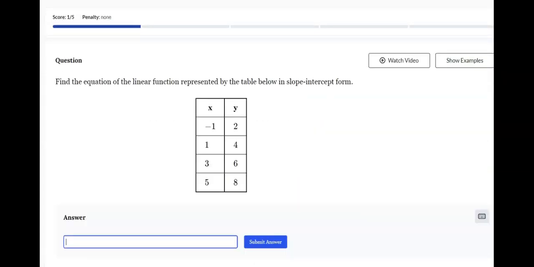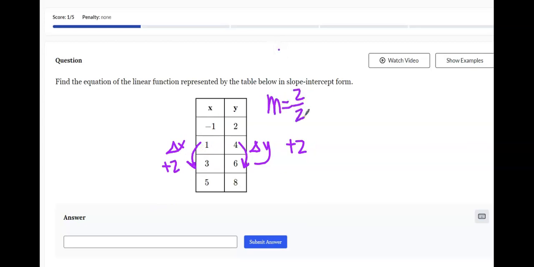Let's try this one more time. First thing you need to do is find your slope. Sometimes you can find it pretty quickly just using your mental math. 4 to 6 is adding 2, and 1 to 3 is also adding 2. So my slope number is 2 over 2, also known as 1.